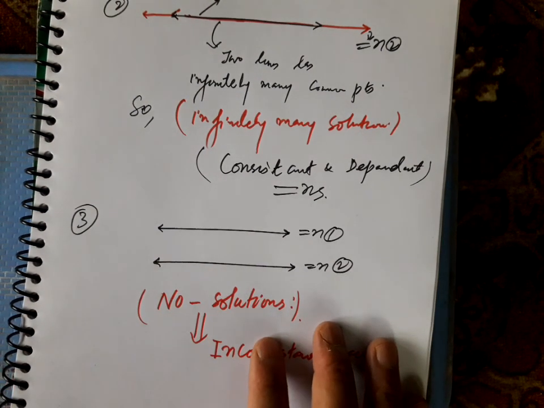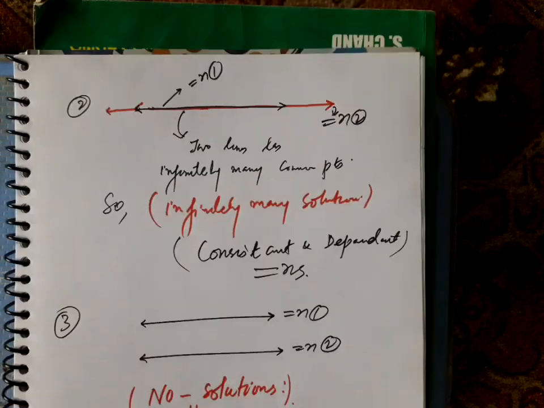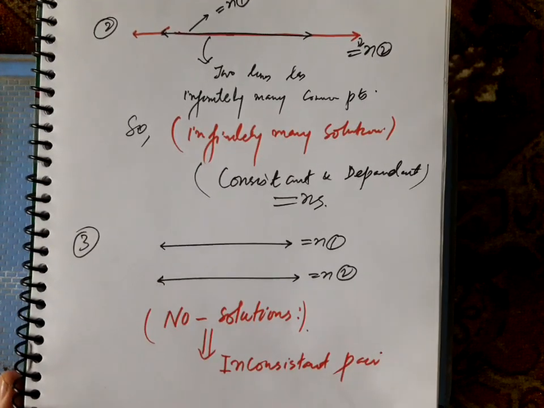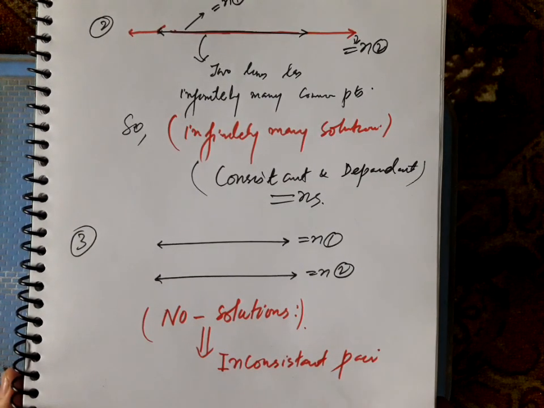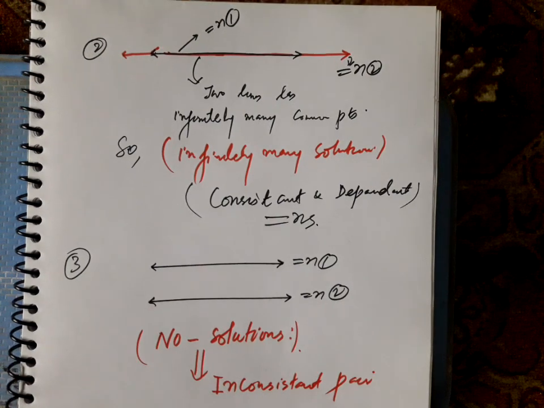So this is all about the graphs and the existence of solutions of a pair of equations. Now we can represent graphically a pair of equations and find their solutions in this way.